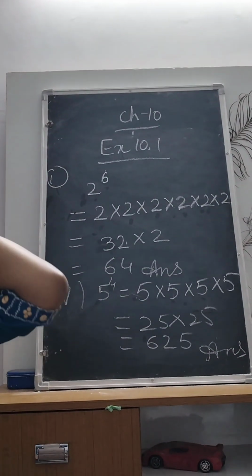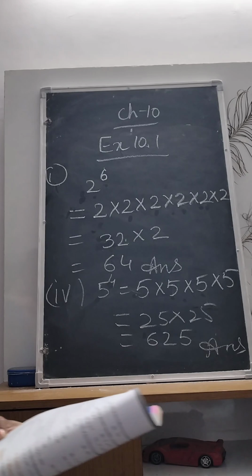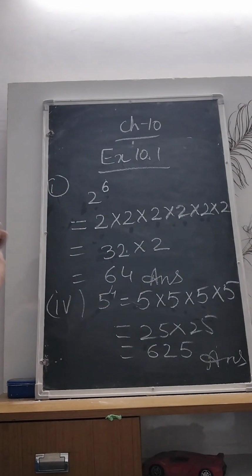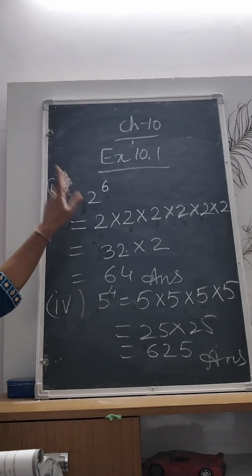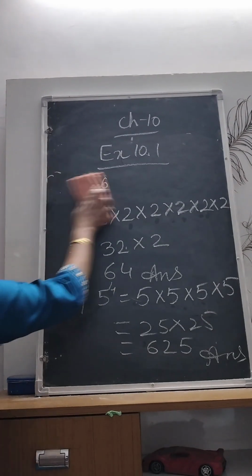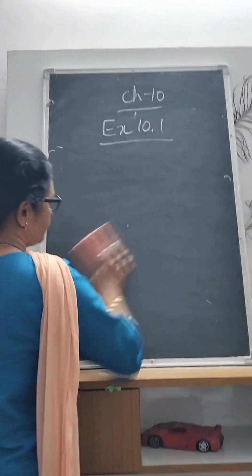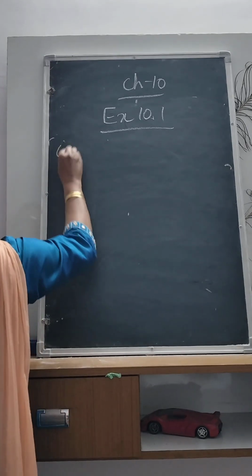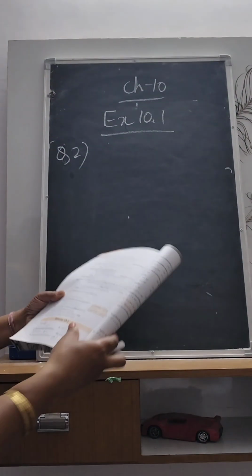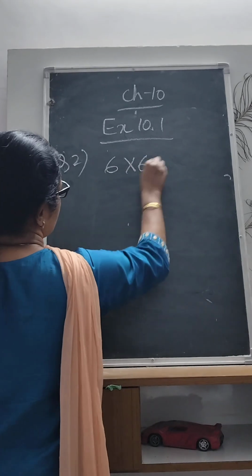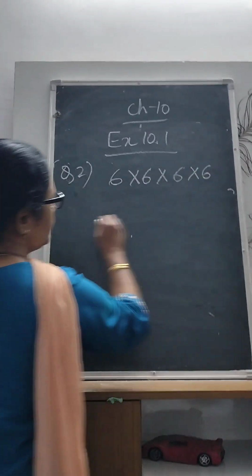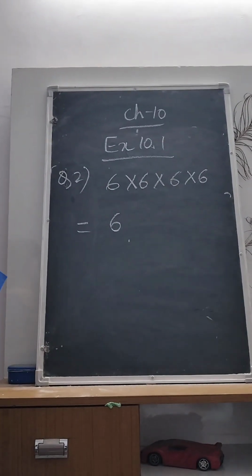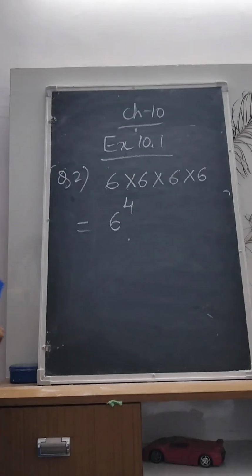Now let us do the next question. Question number 2: express the following in exponential form. Exponential form means in powers form. This form we have to answer. Here, first, 6 is given to us 4 times. In exponential form, 6 is repeated how many times? 4 times. So we will write this down.